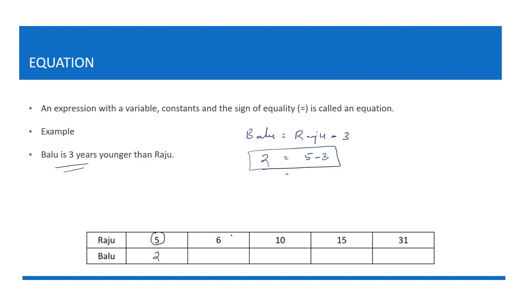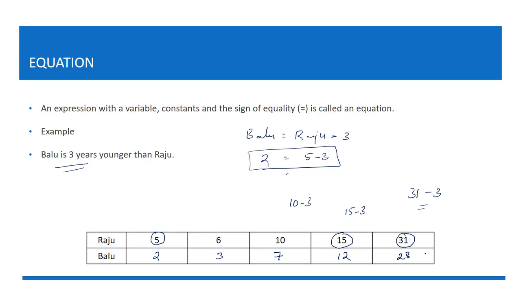If Raju's age is 6, then automatically 6 minus 3 is 3. If Raju's age is 10, then what happens? 10 minus 3. So, Balu's age will become 7. If Raju's age is 15, 15 minus 3, which is going to be 12. If Raju's age is 31, then Balu's age will become what? 31 minus 3, which is going to be 28.